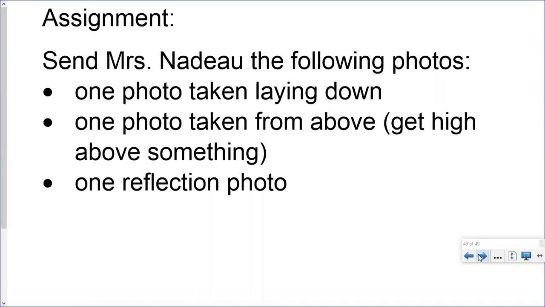The next picture you have is that you are going to get high above something and look down on it. So you're going to take it looking down. And the last one is a reflection photo. So you're going to have to figure out a cool way to show a reflection in a picture. I really want you to try not to use a mirror for this one, but instead to try and use water or another shiny surface that can show the reflection of an object that you're taking pictures of.